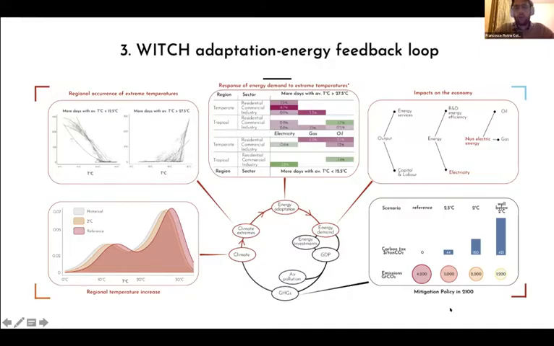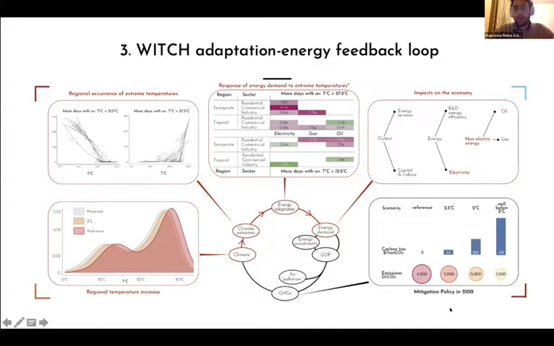So we then fit this response in the model, and in this way we can evaluate not only the impact on actual energy demand, but how this propagates on the supply side of the energy sector and throughout the economy.